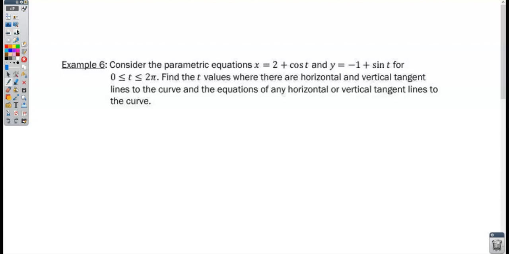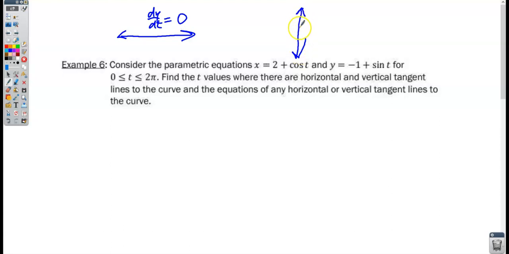So first of all, a horizontal tangent line looks like this, and a vertical tangent line looks like this. In order for there to be a horizontal tangent line, we have something that's moving from side to side, but not moving up and down. Every point on this horizontal tangent line has in common the idea that the change in y is 0. The y values on that curve don't change. And so to find the horizontal tangent lines, we're going to look for where dy/dt is equal to 0.